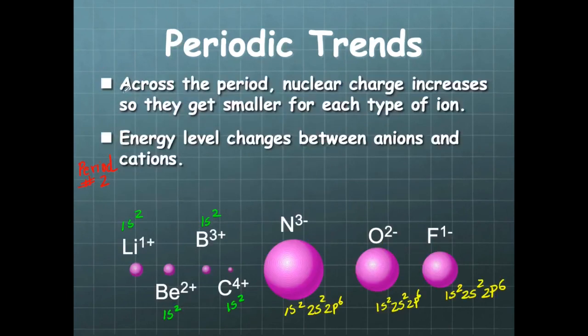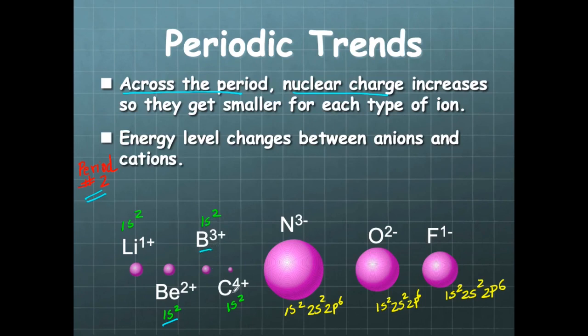Let's look at what is happening across the period. We know that the nuclear charge is increasing as we move across the period, but in terms of ions, between cations and anions, the energy level is changing. So let's look at this example from period 2. And lithium would lose one electron and would have this electron configuration of 1s2. Beryllium ion, to achieve noble gas configuration, it is going to lose two electrons and would have this electron configuration. Boron would also lose three electrons and would have this electron configuration.